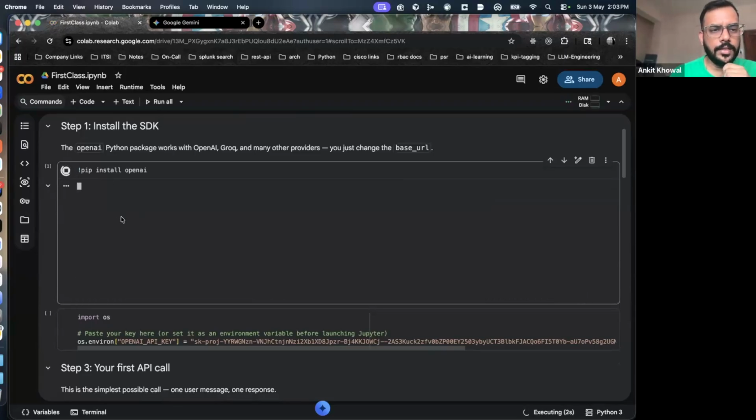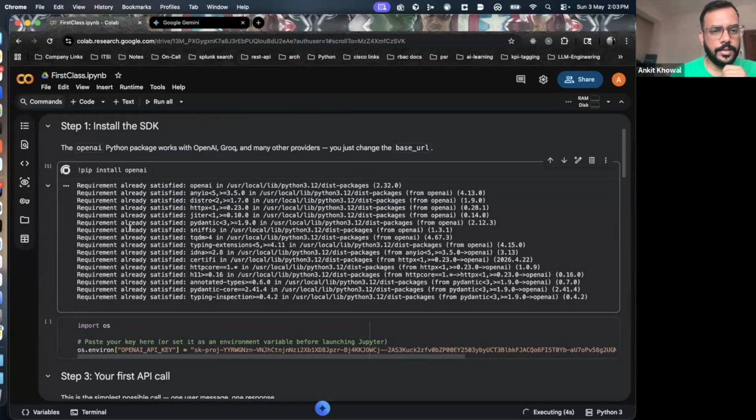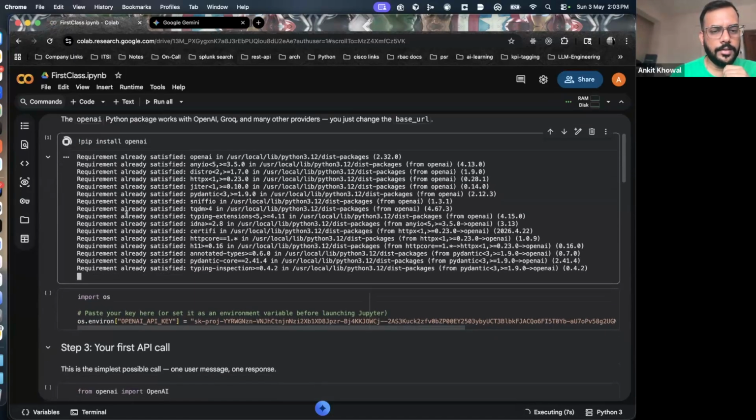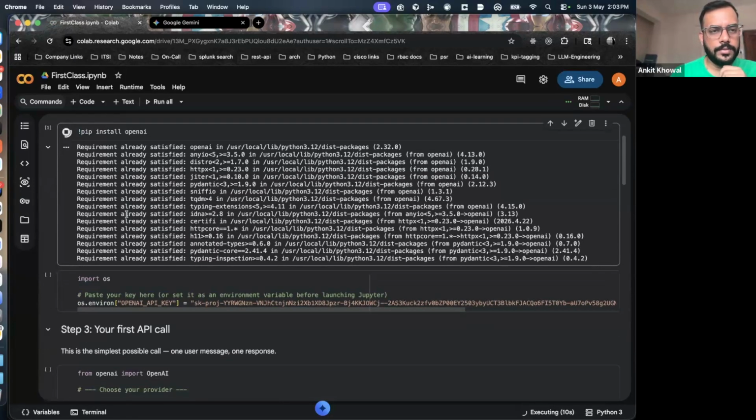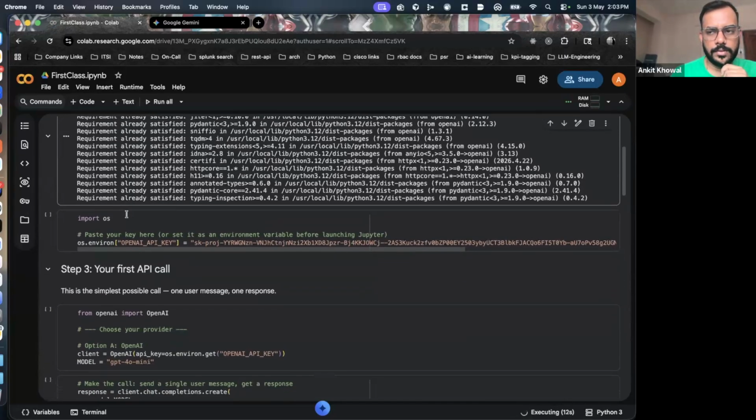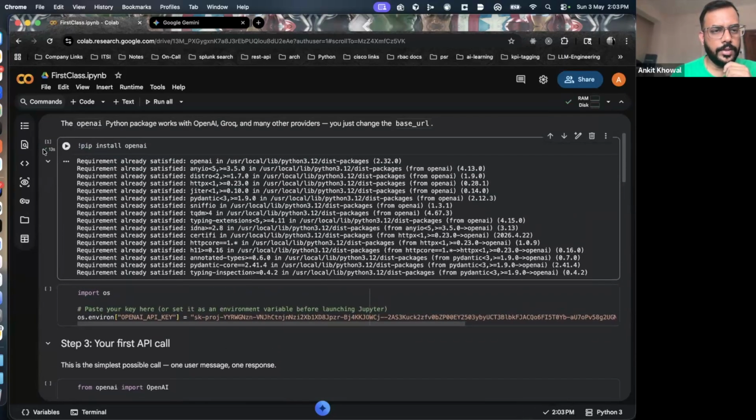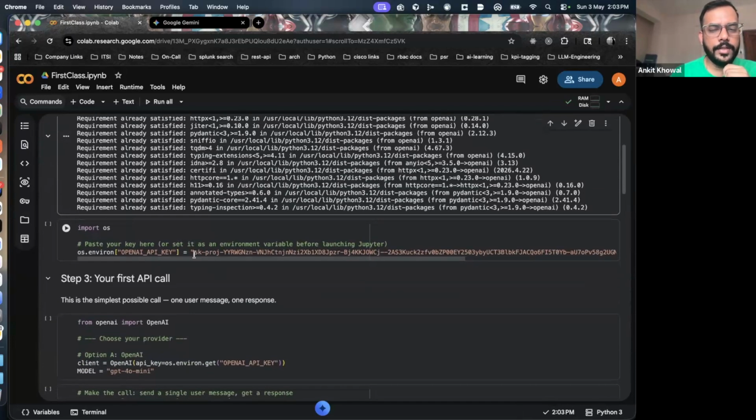If you see, it will just reinstall this library again. It's still running. I'll just wait for it to complete. Okay, this is done. You can see a green tick over here. It took 13 seconds.